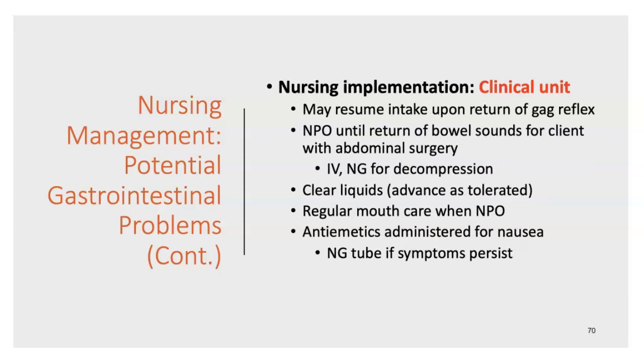On the clinical unit, when you're thinking about whether to resume food or not, obviously you need to wait until the return of the gag reflex. Oftentimes there are orders that the patient remains NPO until return of bowel sounds for clients with abdominal surgery. And so for these individuals, they may be given IV fluids and an NG for decompression. Typically, you start off with clear fluids and advance as tolerated. It's important to give regular mouth care when they're NPO, and antiemetics can be administered for nausea, and an NG tube if symptoms persist.